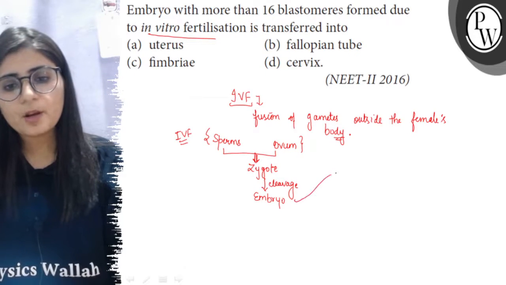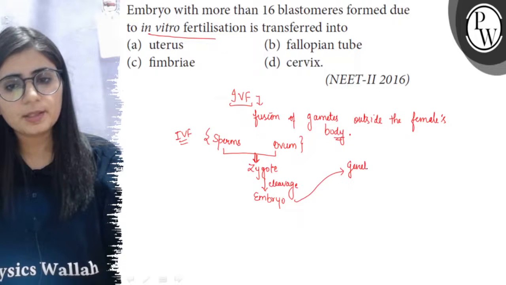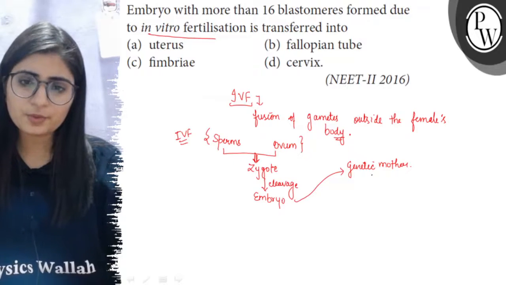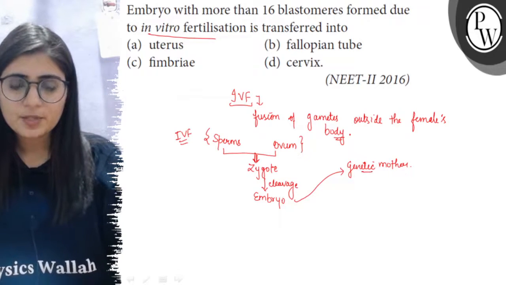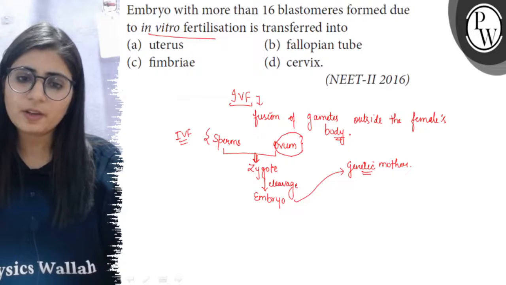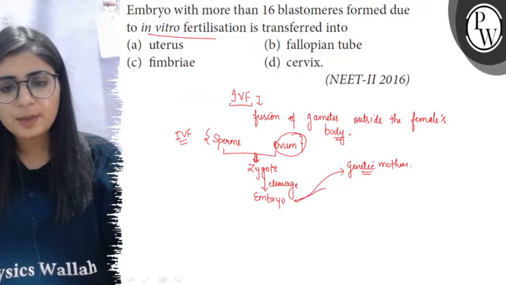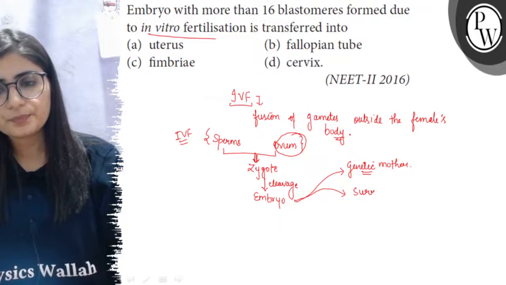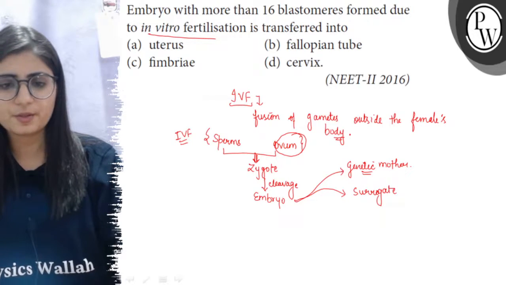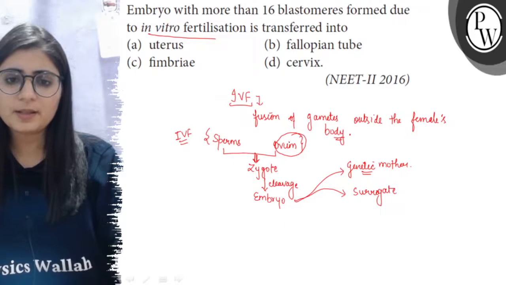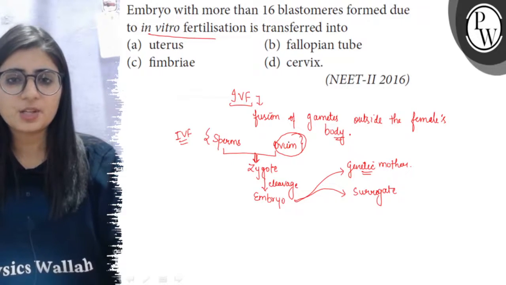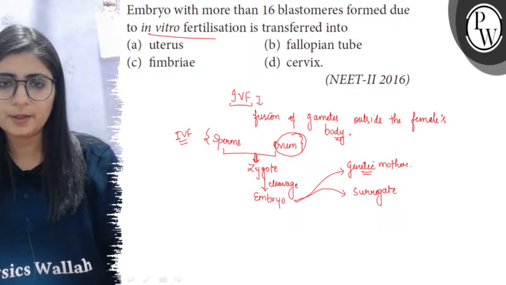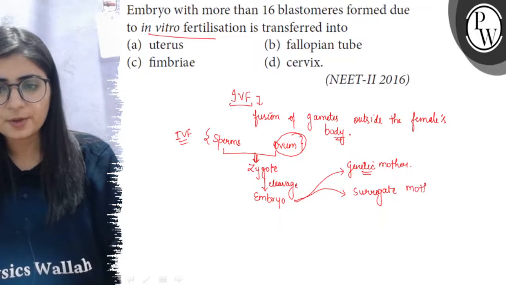Now this embryo is transferred into the genetic mother. If there is no problem with the mother, then it is transferred directly into the genetic mother. Genetic mother is one who is donating or giving her ovum. Or if the genetic mother is having some issues, then there can be a surrogate mother, means a mother who is not donating her ovum but is providing her uterus for the development of the embryo. So that mother is called the surrogate mother.